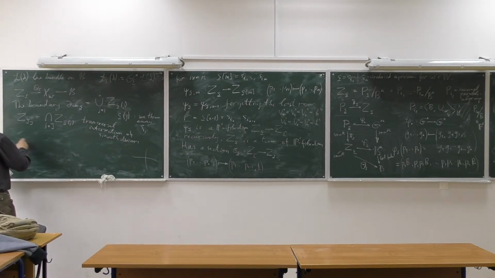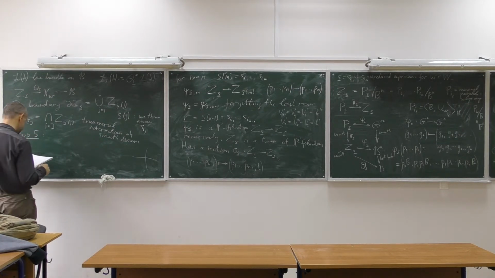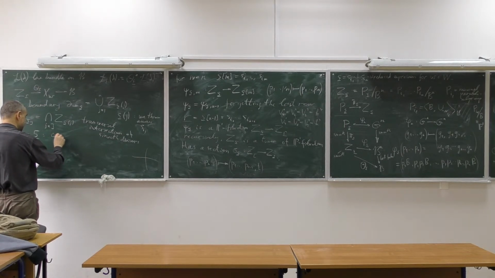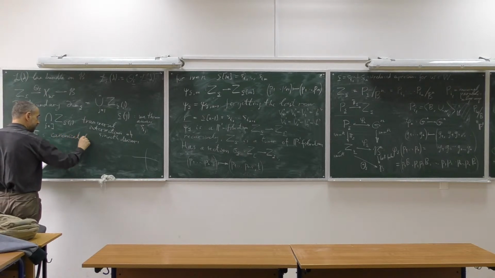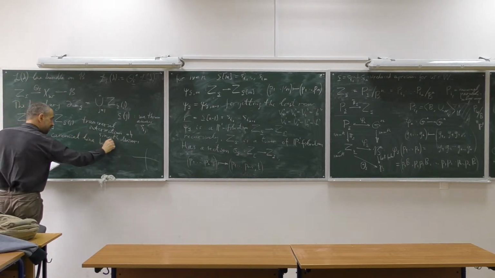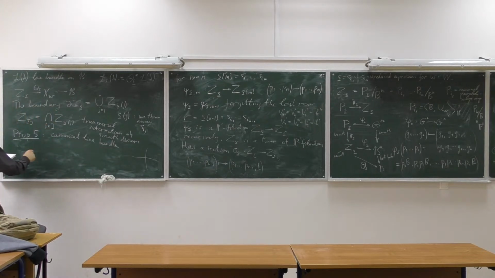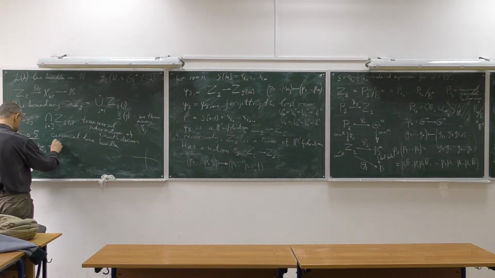So now let's prove some prerequisite for Frobenius splitting. It will be proposition number 5. And it says the canonical line bundle of the Bott-Samelson resolution is calculated like this.